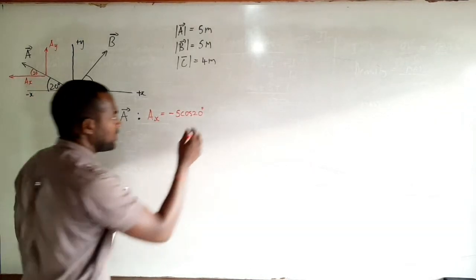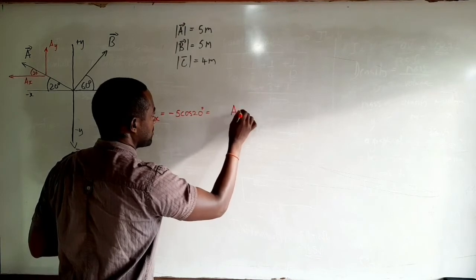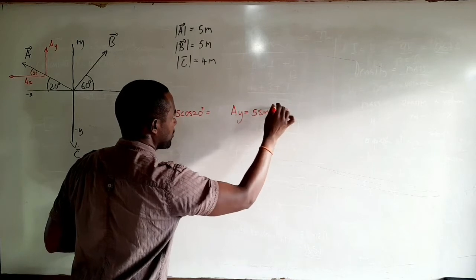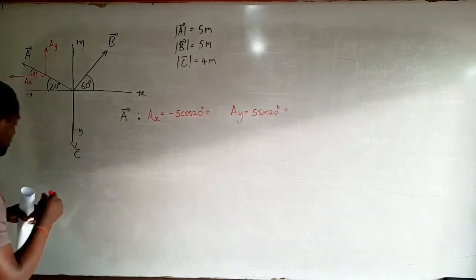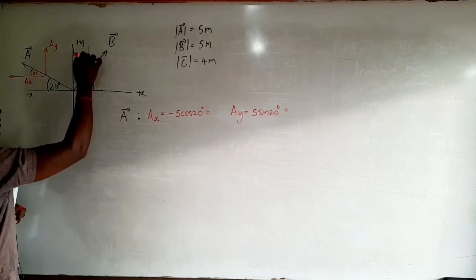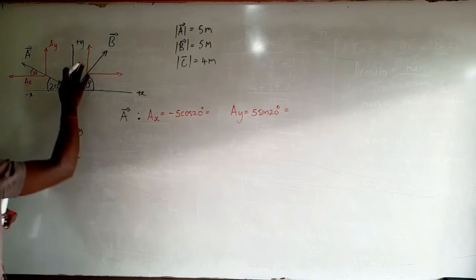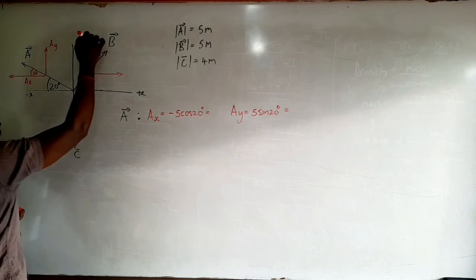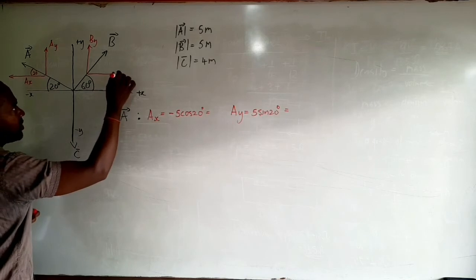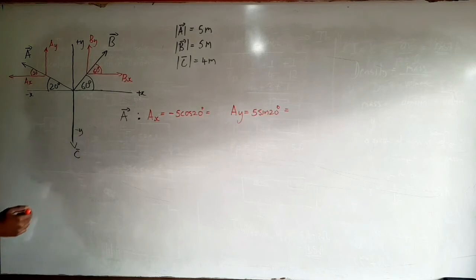So we'll give this value soon, right? And AY equals 5 sine 20 degrees, and we work out that value. Good? Now for B, we'll have two perpendicular components. It will have a component in the positive y direction, we call that BY, and a component in the positive x direction, we call that BX. This angle, of course, is still 60 degrees, right?